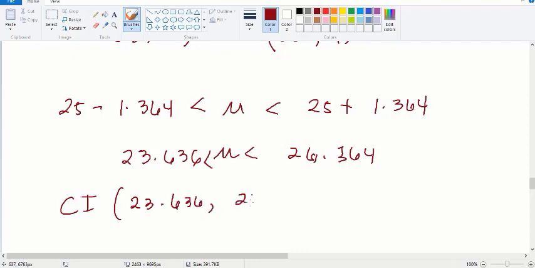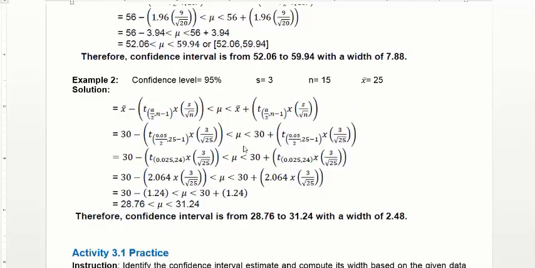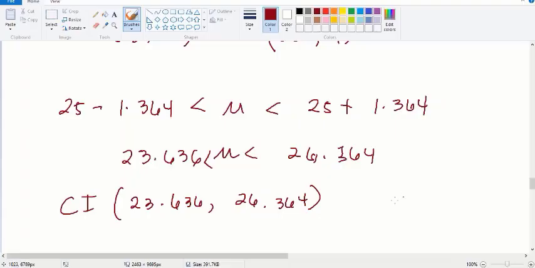And 26.364. Guys, if you noticed in your module, there is a width. How do you get the width? You just subtract these. That is the width. So, 26.364 minus 23.636. That is the width: 2.728.